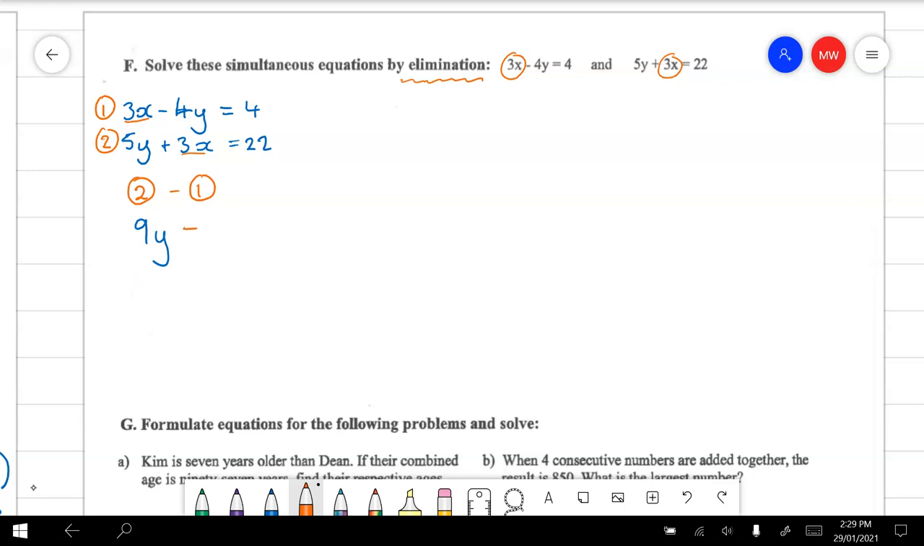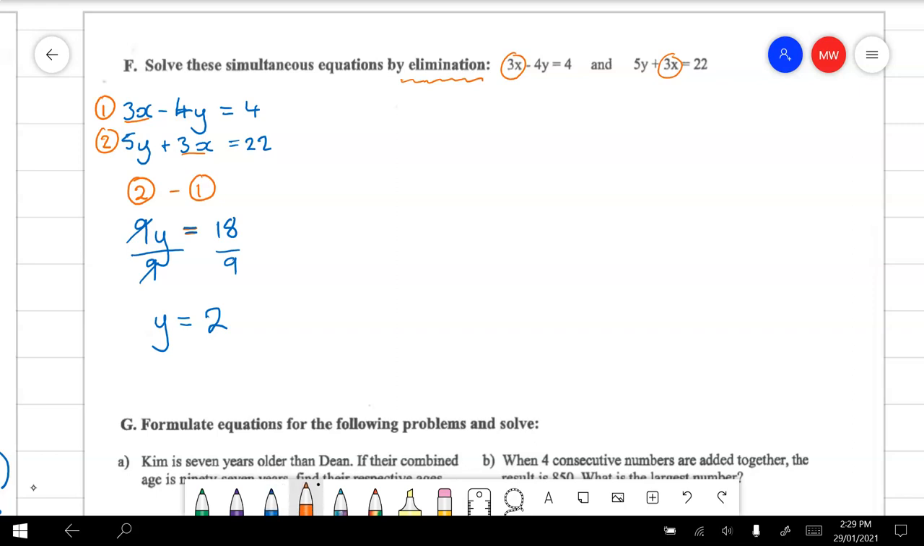And then on the other side of the equal sign, I've got 22 minus 4. And that leaves me with 18. So if I now divide by 9 on both sides, I have solved the y portion of this. y is 2. And once I've got that, I can now substitute that in like I did in question E in the second part to solve for x.